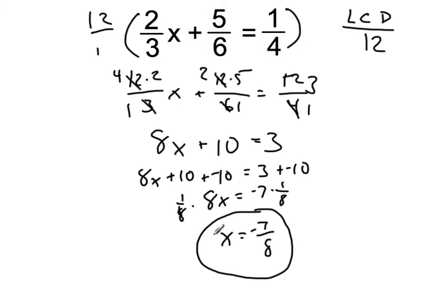Find your LCD and multiply everything by your LCD, and guaranteed, if you do it correctly, you will end up with an equation that has no fractions in it. Your solution might be a fraction, but that's okay because you don't have to worry about doing anything with your solution. You just give it in fraction form. Okay? There's how you clear out fractions from an equation.